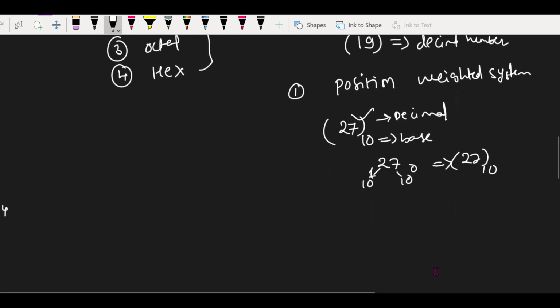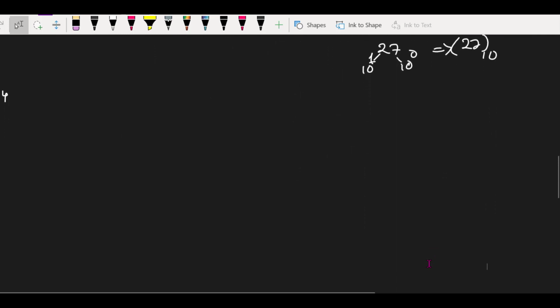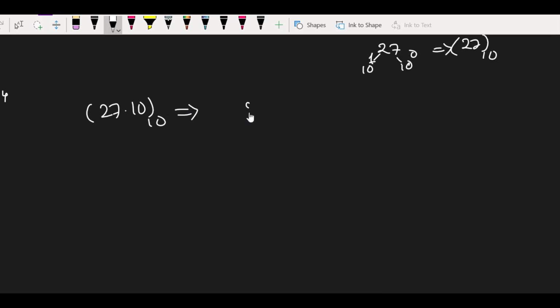And if you want to write a very generalized formula for the decimal number system, let's take another example like 27.10. This is again in the decimal number system. In this case, you have 2, 7, a decimal point, and 1, 0. Your 7 has a position weight of 10 power 0, 2 has a position weight of 10 power 1, and your 1 has 10 power minus 1, and the 0 has 10 power minus 2.